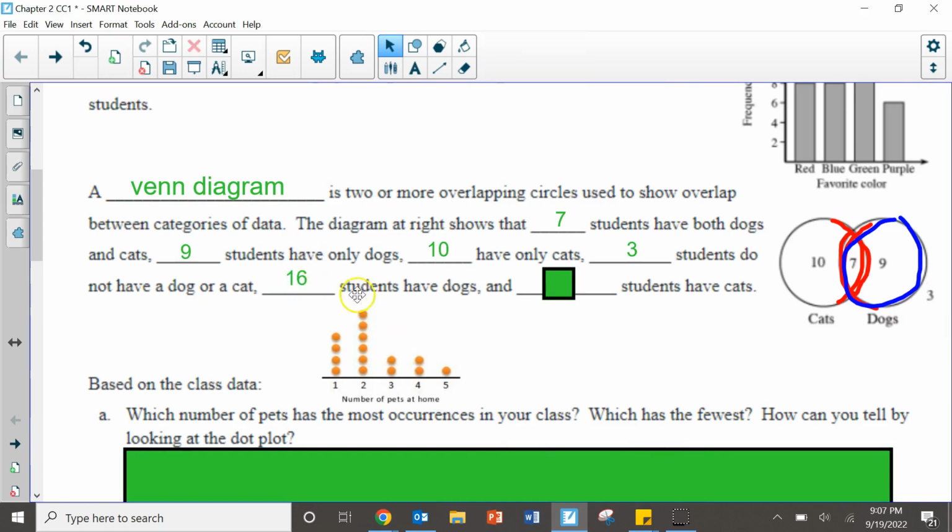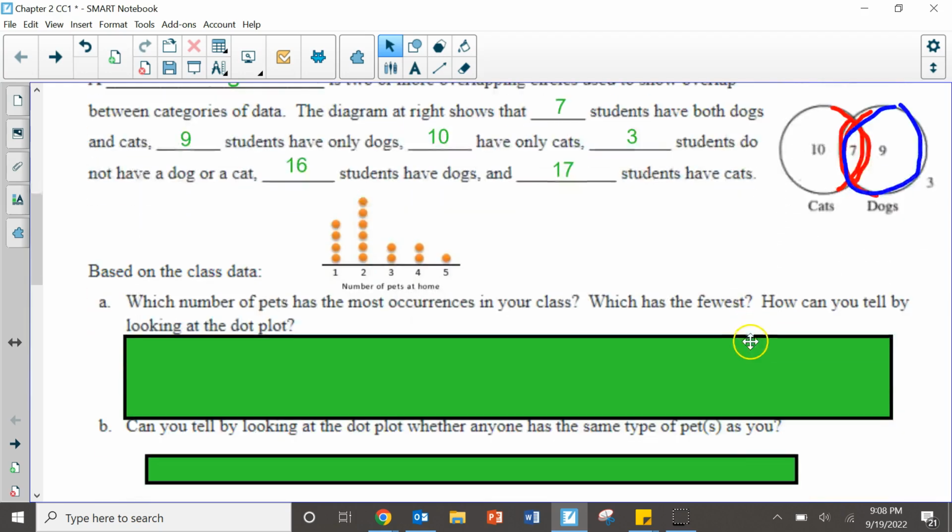If we wanted to look at who has a dog, we could say that 16 people have a dog. Could we count the whole circle? We didn't exclude the cats, okay? And then we could say 17 students have a cat. Again, we're not saying just a cat. We're saying they have a cat. They might have a dog as well. So this is how a Venn diagram works.